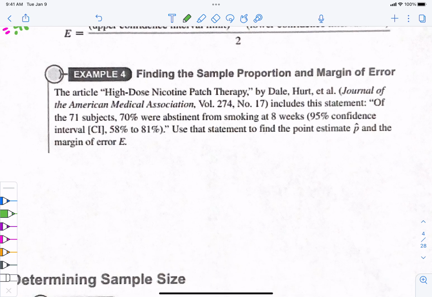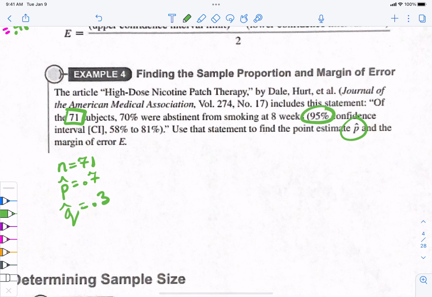Okay, down here below, this is another work backwards one. They want us to find the sample proportion and the margin of error. The article includes the statement of the 71 subjects. What's that mean? N is 71. 70% were abstinent from smoking for 8 weeks. What is 70%? P hat, 0.7. Q hat, we talk about him a lot, so let's write him down. He is 0.3.